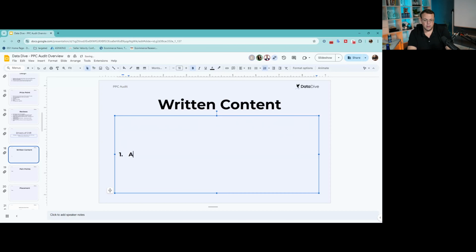Okay. Avoid stuffing keywords and bullets. Benefits to the buyer. You really have to understand who your typical buyer is, and you have to understand why they're buying that product.